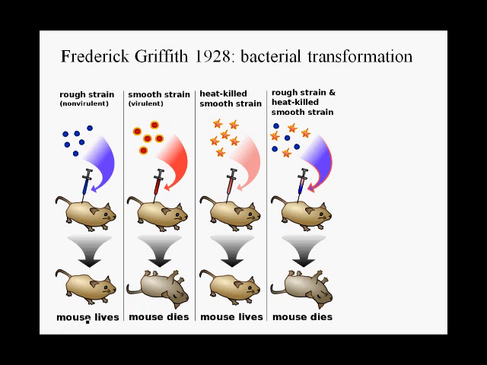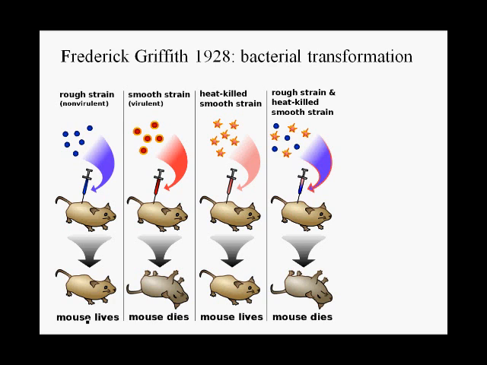The story of DNA as the hereditary material really begins way back in 1928 with a microbiologist named Frederick Griffith. He is famous for discovering a phenomenon called bacterial transformation. He was working with strains of Streptococcus pneumoniae that are virulent in mice. So there were different strains in his laboratory.